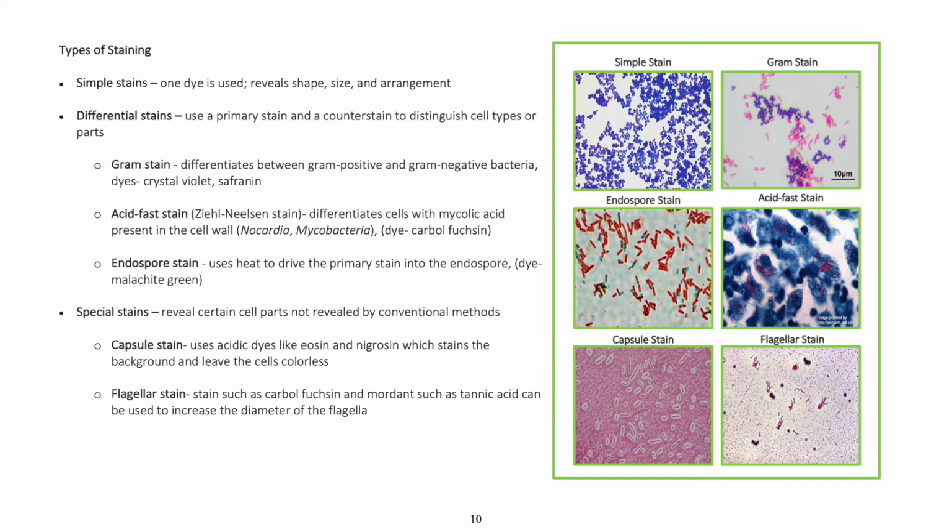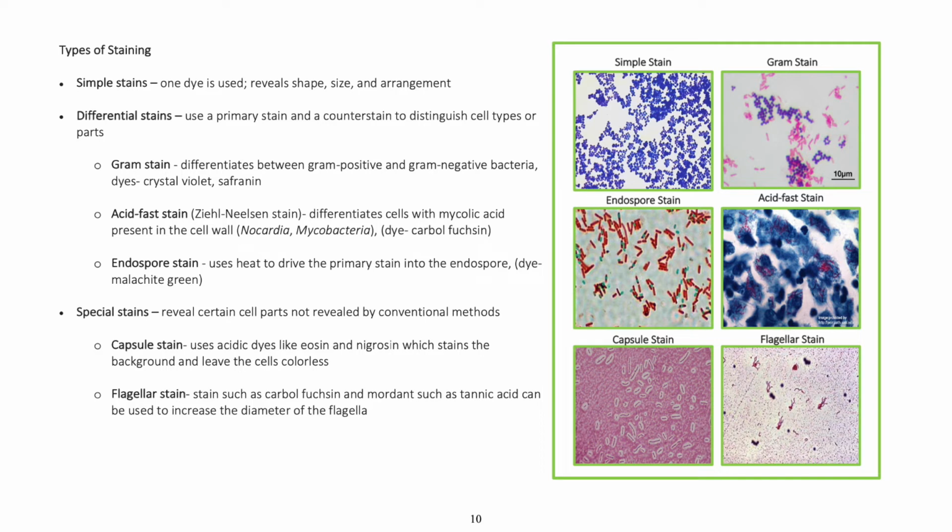Dyes: crystal violet, safranin. Acid-fast stain, or Ziehl-Neelsen stain, differentiates cells with mycolic acid present in the cell wall of Nocardia and mycobacteria. Dye: carbol fuchsin. Endospore stain uses heat to drive the primary stain into the endospore. Dye: malachite green.